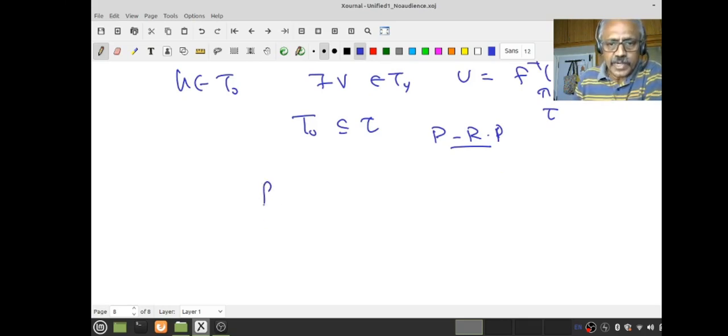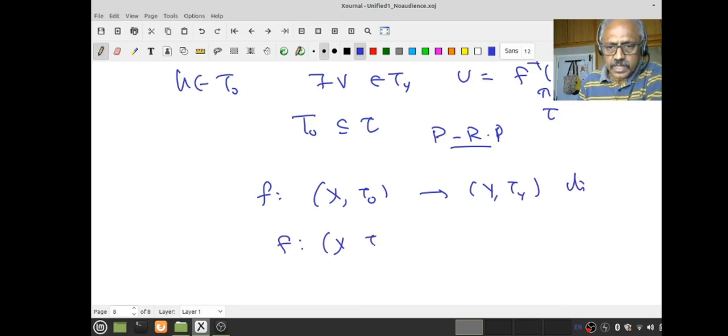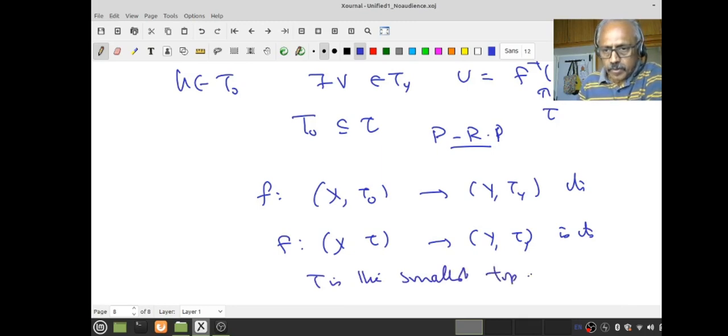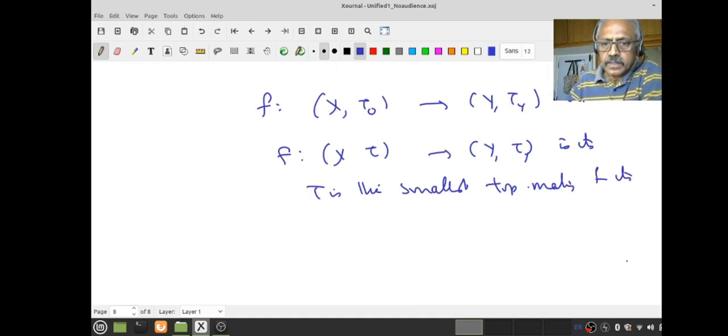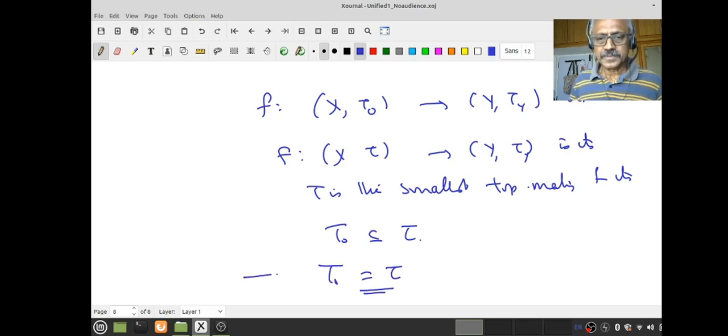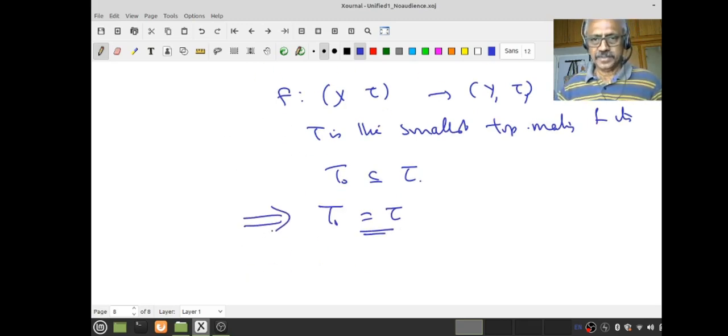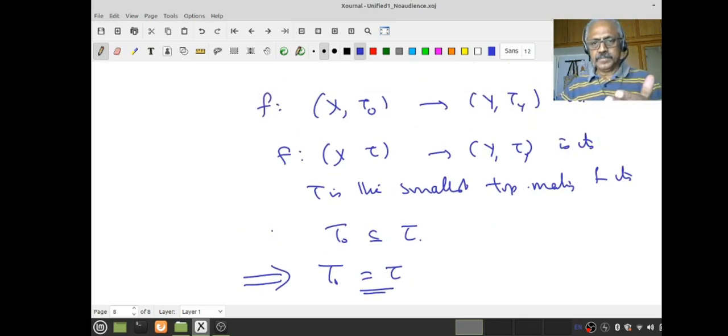Now, something interesting happened. What I have shown is that f from x tau naught to y tau y is continuous, and f from x tau to y tau y is continuous, and tau is the smallest topology making f continuous, and tau naught is already contained in tau. So what do you think you can conclude? Come on. Therefore, tau naught equals tau. These four facts imply tau naught must be tau. Tau is the smallest topology, but tau naught is already making f continuous, and tau naught is contained in tau. Therefore, tau naught must be equal to the smallest topology. Do you follow that?